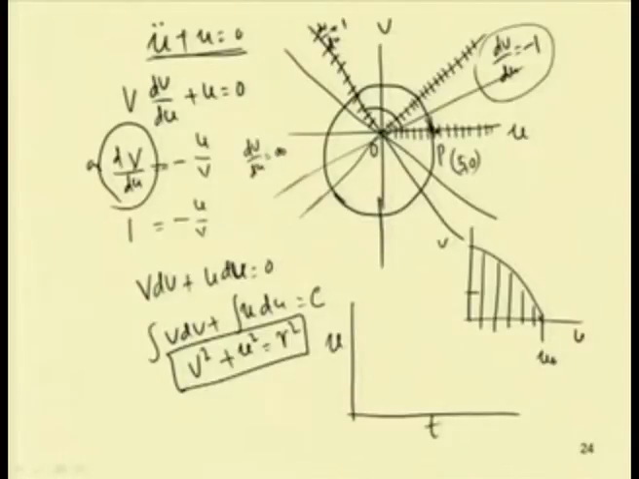So, for that purpose one should know what this time is. This time can be obtained from the equation dv by du equal to minus u by v, or one can get v equal to du by dt. As v equals du by dt and the slope is known, one can find this time.